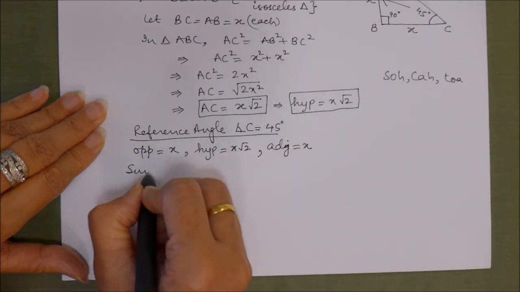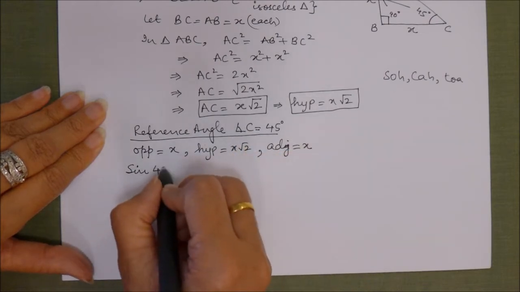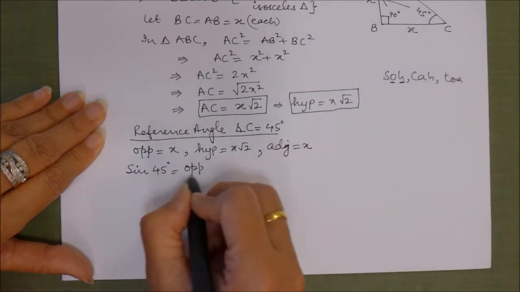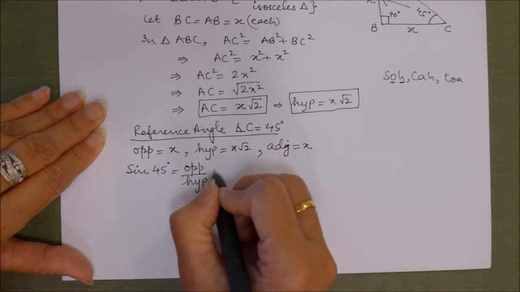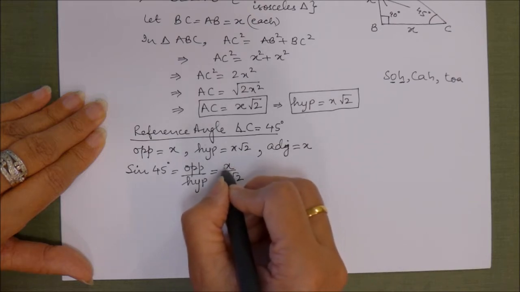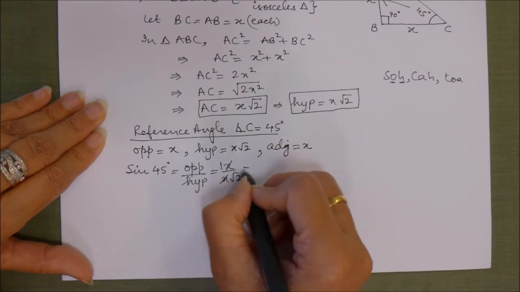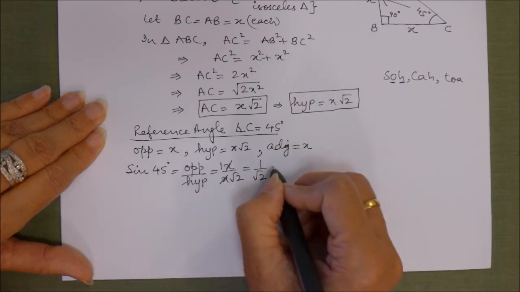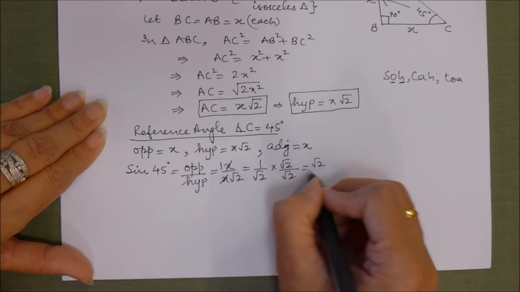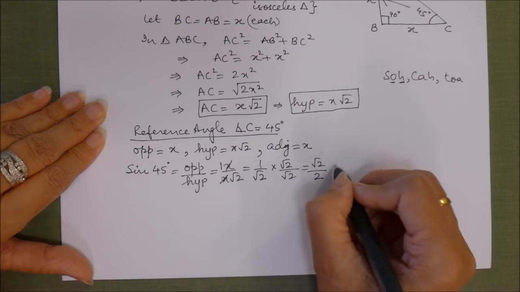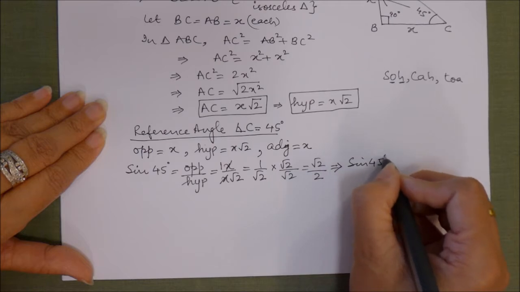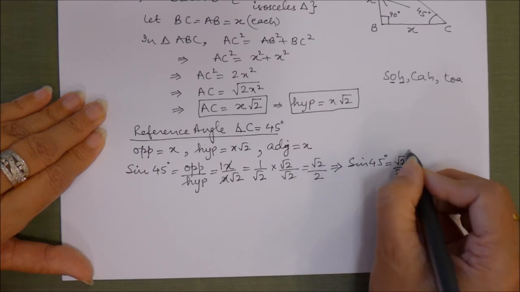we can write sine of this reference angle 45 degree. This is opposite upon hypotenuse. Opposite is x, hypotenuse is x square root 2. So it is 1x here, so x gets cancelled. It is 1 upon square root 2 and since this is radical, we rationalize it and write it as square root of 2 upon 2. So the first one we get, sine 45 degree is equal to square root of 2 over 2.